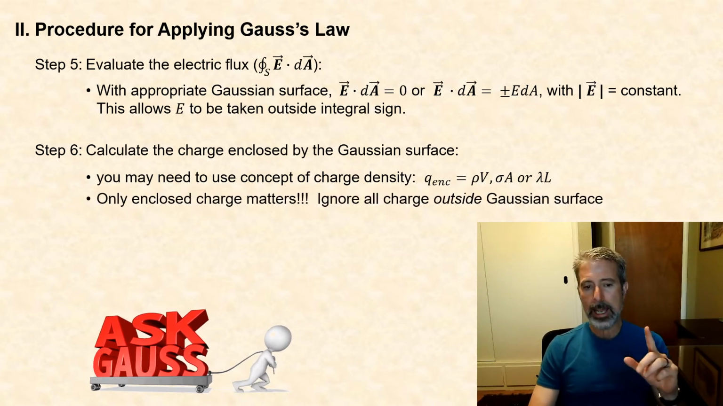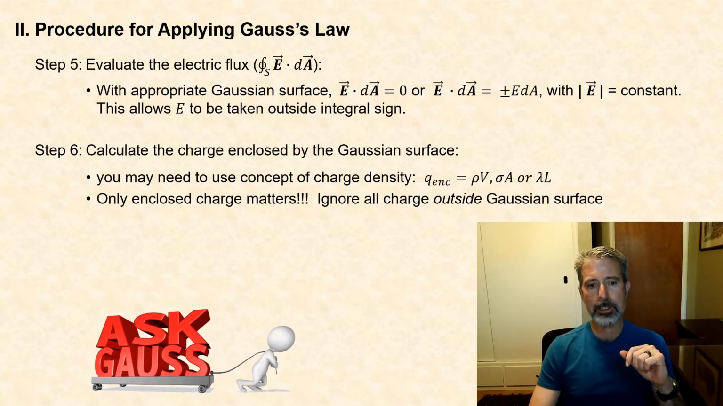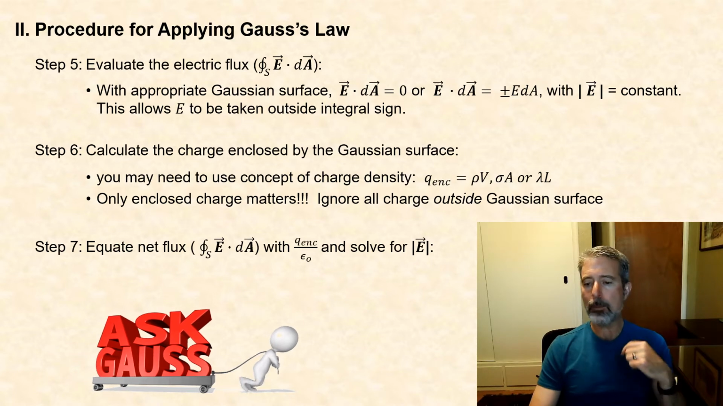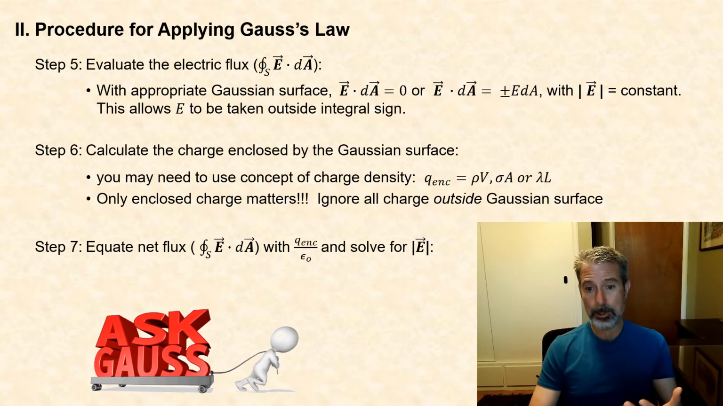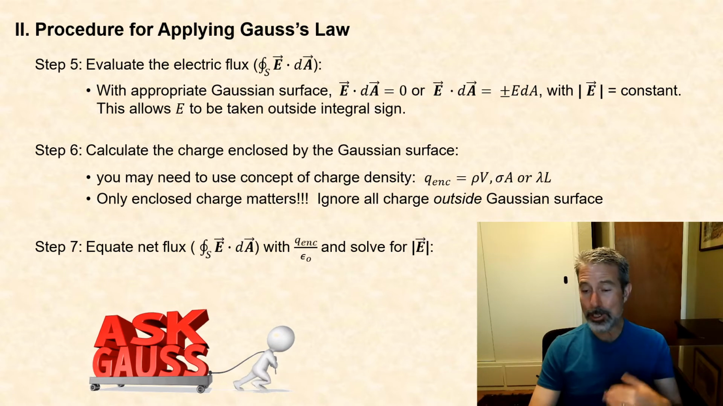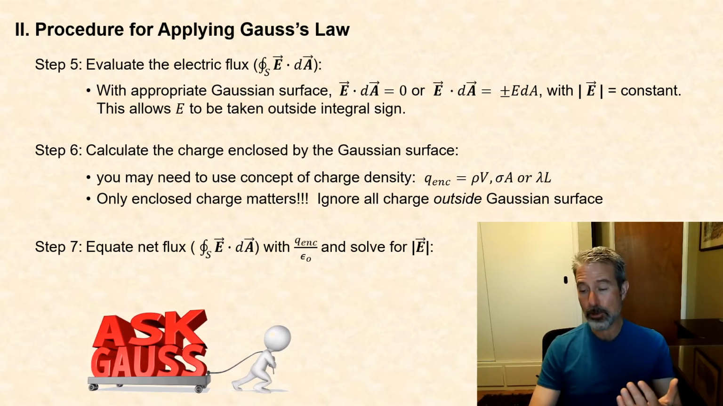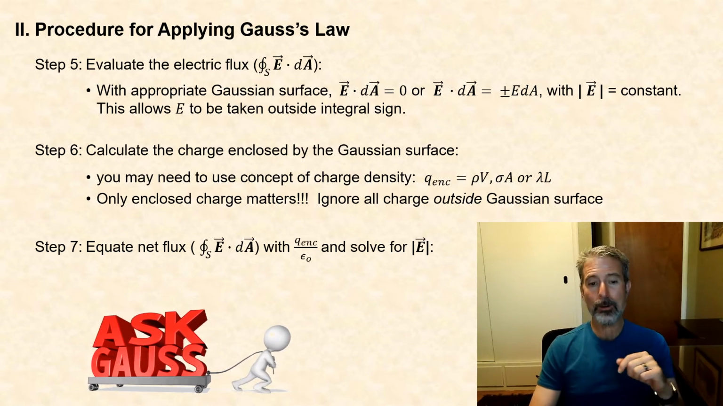I want to point out again, only the enclosed charge matters. If there's charge outside of the Gaussian surface, ignore that. It doesn't come into play. Now that you've, in step 5, figured out the left-hand side of Gauss's law, and in step 6, you've almost figured out the right-hand side of Gauss's law, now you just need to equate these two expressions, and don't forget that proportionality constant, epsilon naught.